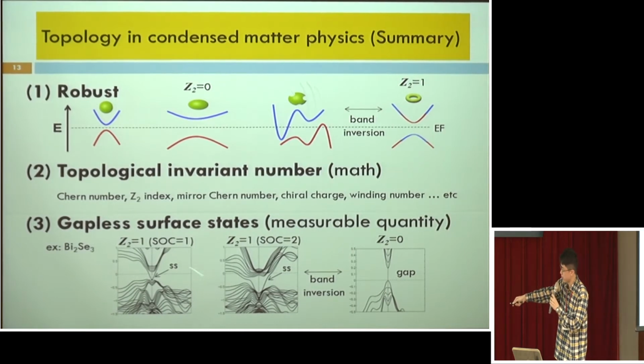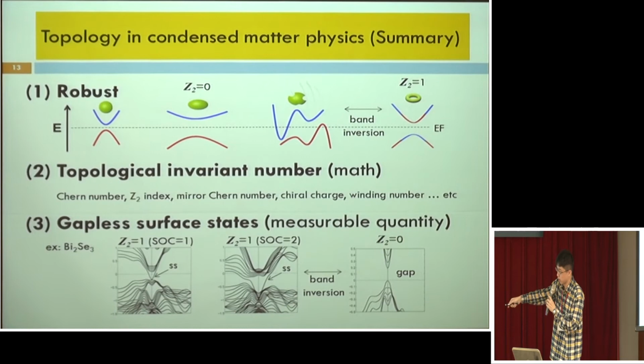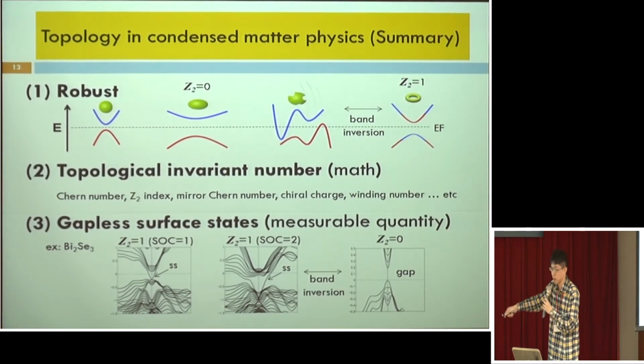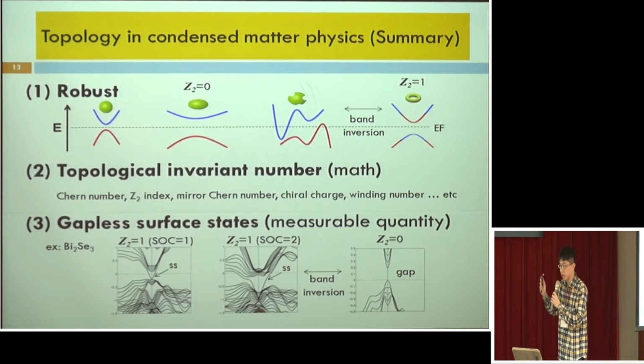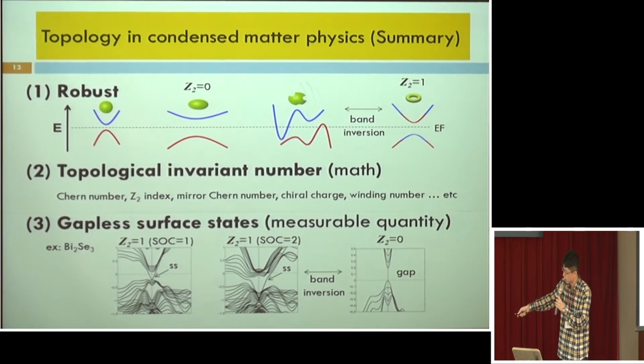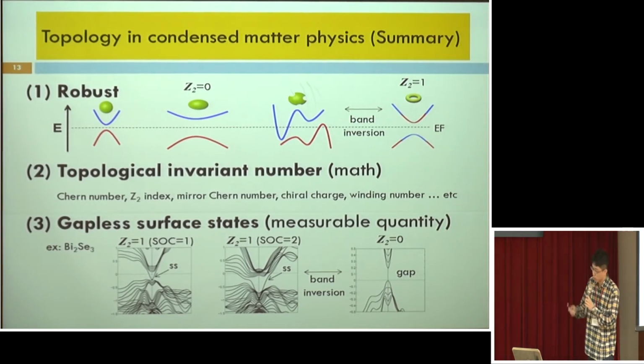Please see this panel. The flat bands are the bulk states. These two linear lines are topological surface states. Now I artificially increase the spin-orbit coupling. You can see the band geometry changes very dramatically. However, the surface state still survives in the gap, connecting the valence and the conduction band, until we make the band inversion and change the bulk topology. Then the surface state disappears.